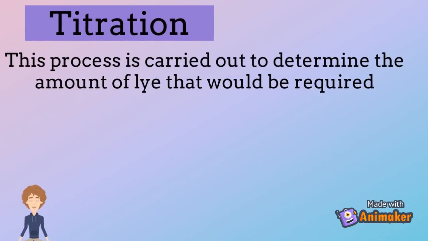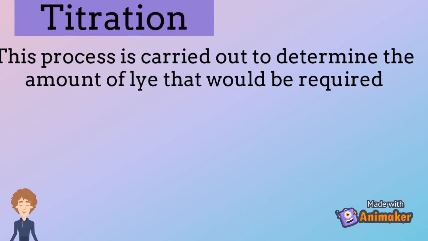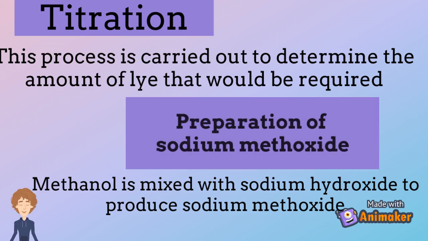The next process is titration. This is the most important step of biofuel manufacturing. This process is carried out to determine the amount of lye that would be required. Next, we need to prepare sodium methoxide. Methanol is mixed with sodium hydroxide to produce sodium methoxide.